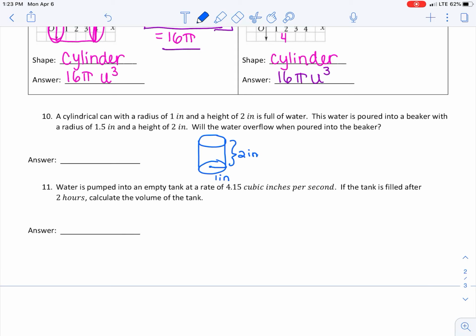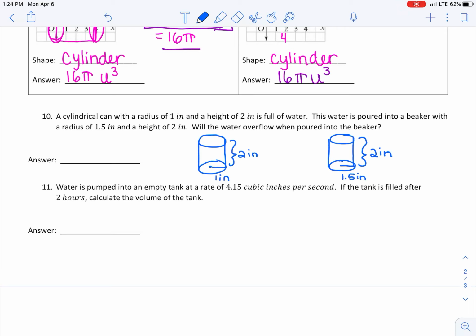It says that this can is full of water. Okay, the water is poured into a beaker that has a radius. So I'm going to go ahead and draw a beaker as well. Okay, and the beaker has a radius of 1.5 inches. And it has a height of 2 inches again. Okay, will the water overflow when poured into the beaker?